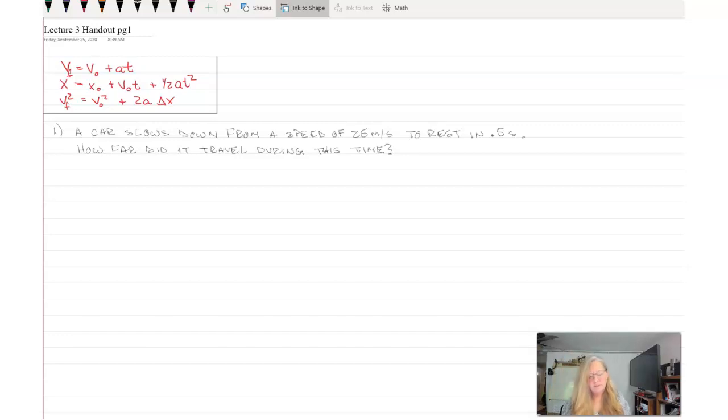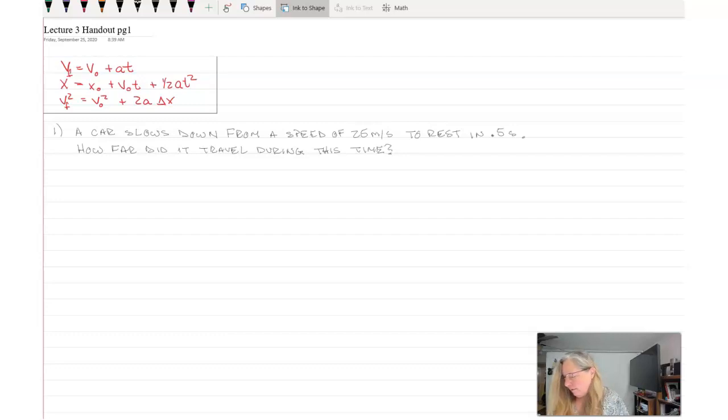So my first few examples applying the equations of motion is to use things algebraically first, and then we're going to look at applying calculus. But both methods really help you build some of your logical thinking processes with problem solving. So they're both beneficial. The very first example, this is lecture 3 handout page 1.